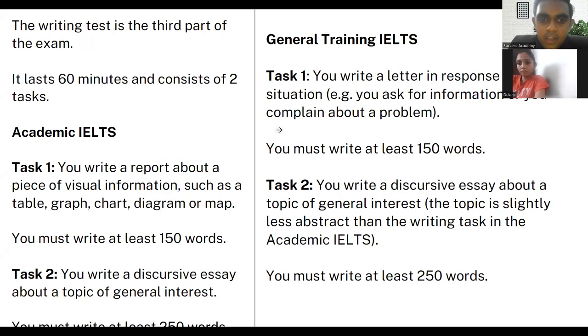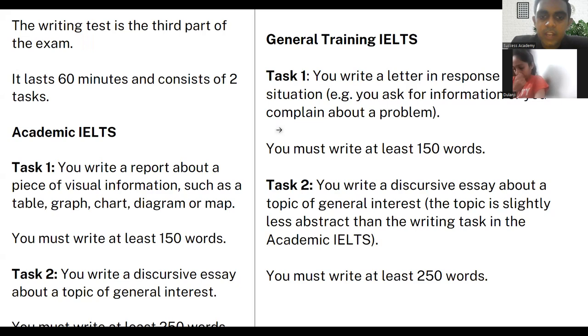Tanuja has asked, in letter writing, does the 150 words include all the words in the letter structure, or only the body of the letter? No, all the words, starting from "Dear whoever" to the end where you say thank you or whatever, where you end your letter. All of that is inclusive of 150 words.